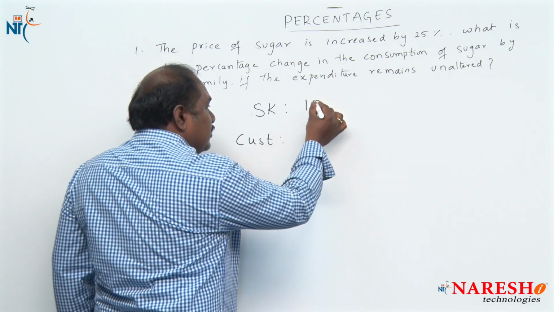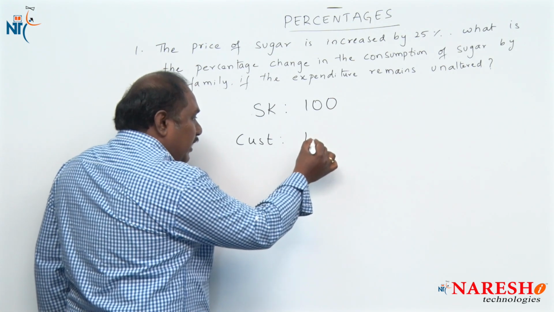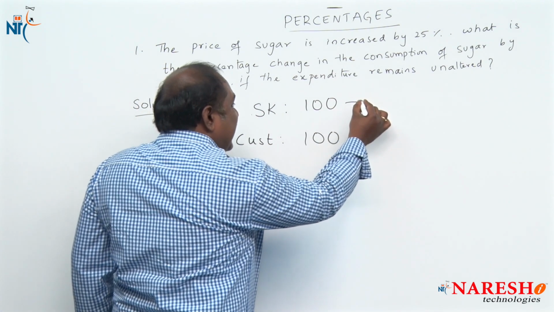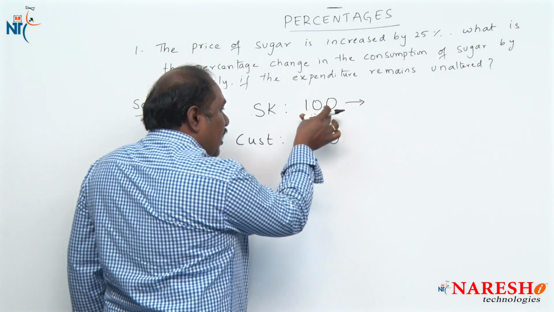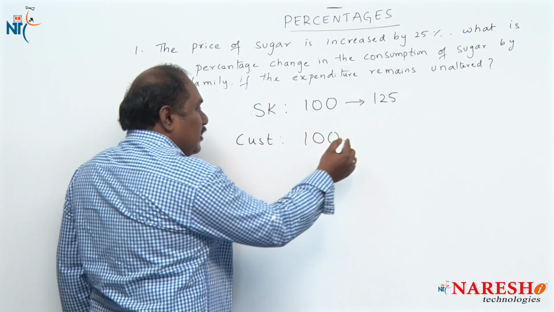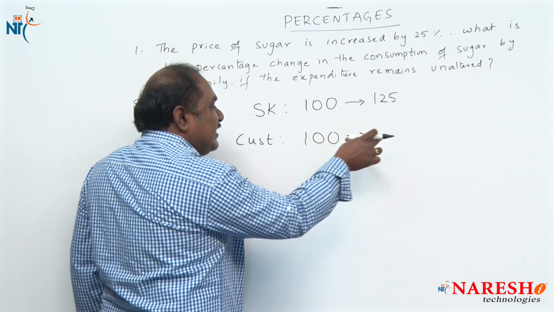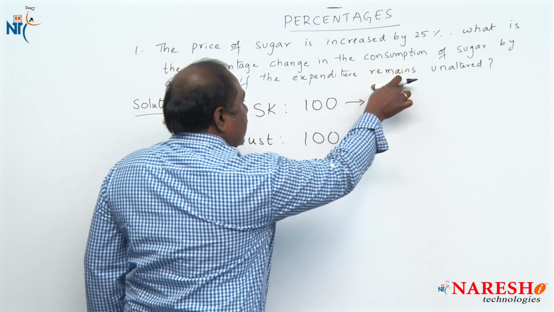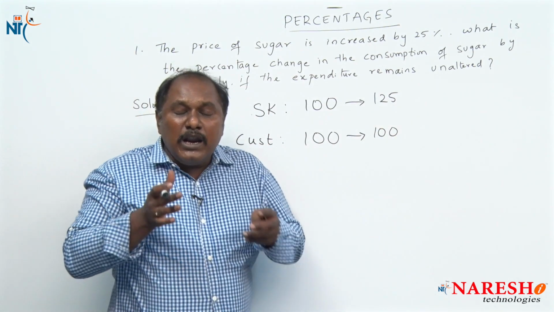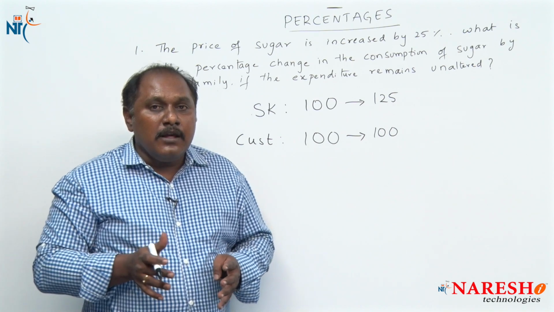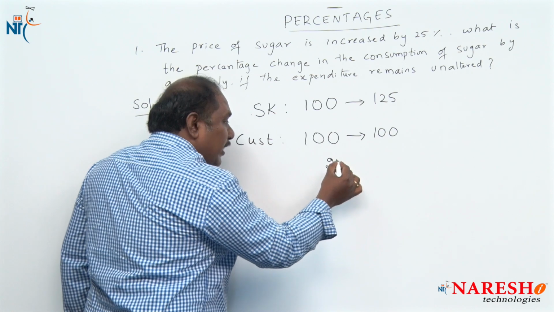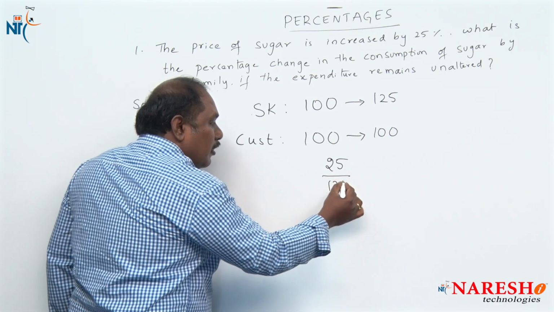Assume the initial price of the sugar is 100. Definitely, the customer should be bringing 100 rupees along with him. But the shopkeeper increased the price by 25%. So 100 rupees sugar is now available for 125. But the customer is not willing to spend anything extra other than 100 because expenditure remains unaltered. So he will be spending 100 rupees. 125 rupees sugar is present in front of him and he gives only 100 rupees. So definitely he is unable to buy 25 rupees sugar from a packet of 125.